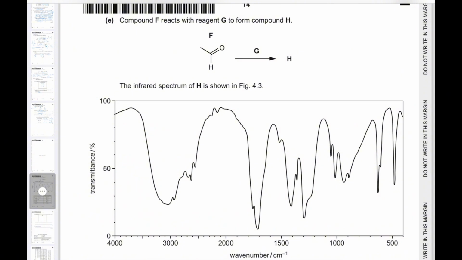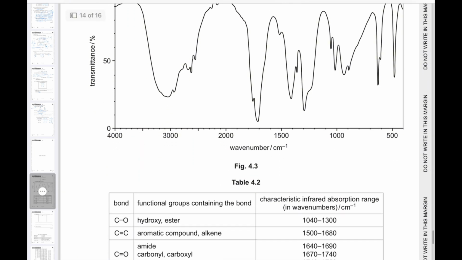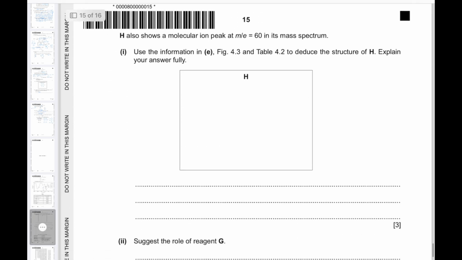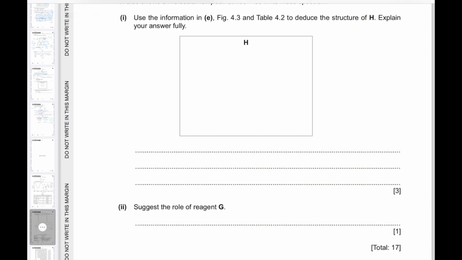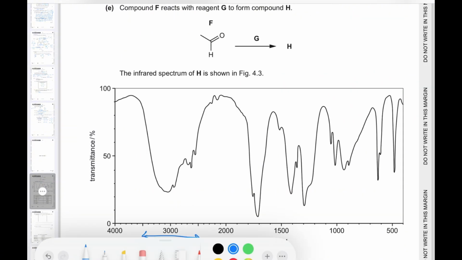Part E: compound F reacts with reagent G to form compound H. The infrared spectrum of H is shown in figure 4.3, and you're supposed to use the information to deduce the structure of H and explain your answer fully. This is an answer for 3 marks. Let's start with the fact that the absorptions that you see in this spectrum occur due to all of the bonds in this particular compound. So that's the bonds in H that result in these absorptions.